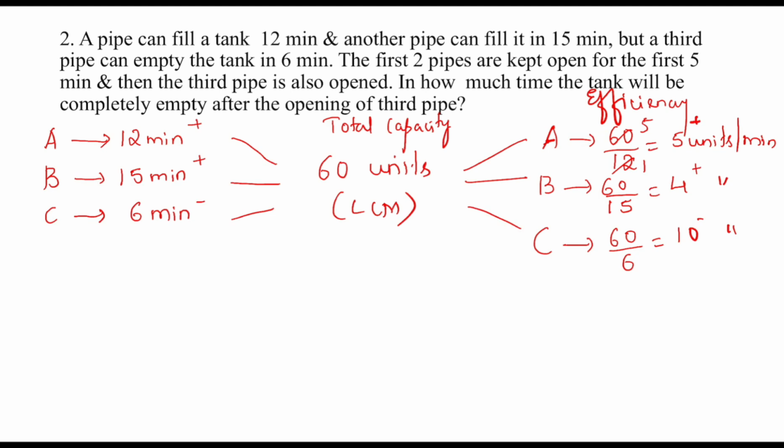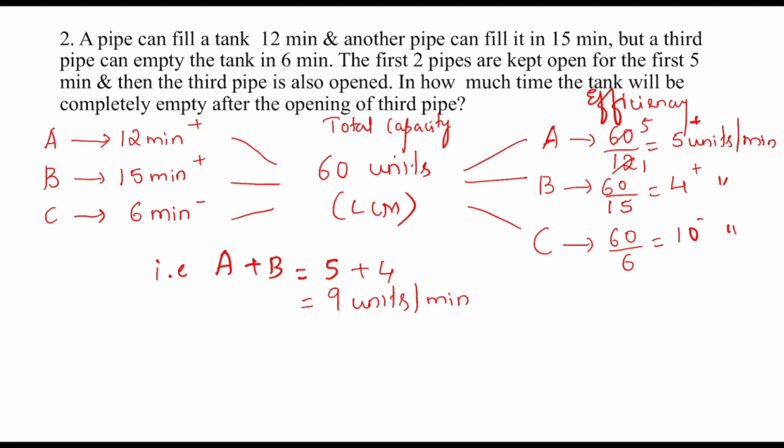Now they are saying if the first two pipes are kept open for the first 5 minutes, that means A and B are filling the tank. So in the first 5 minutes how much of the tank is filled? A and B together: A will fill 5 units in 1 minute and B is filling 4 units in 1 minute. So in total 9 units they are filling in 1 minute.